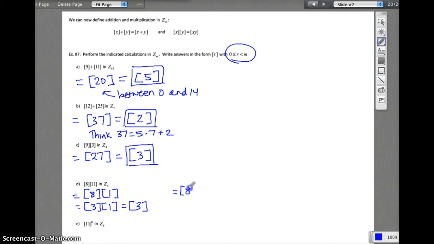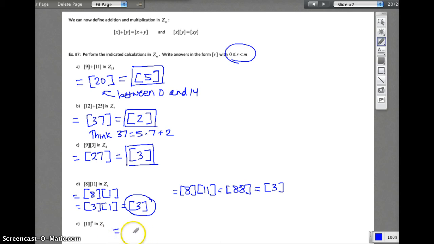If you did just the 8 and the 11, you get 88. 88, if we divide by 5, also ends up with a remainder of 3. So you could simplify first and then multiply, or you can multiply and then simplify. It works out the same either way.